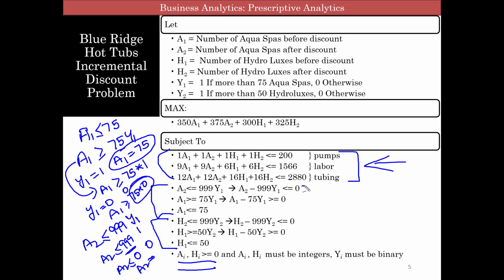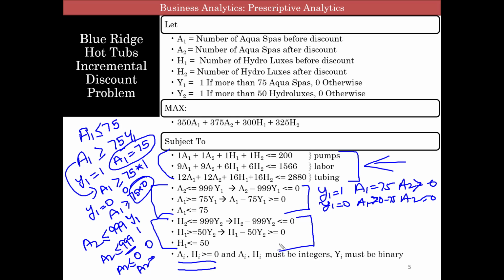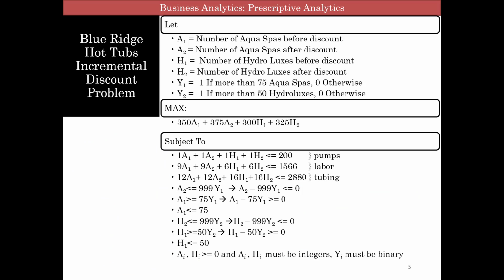So what these three constraints do is, when Y1 is equal to 1, A1 will be equal to 75 and A2 will be greater than 0. If Y1 is equal to 0, A1 will be any value between 0 to 75 and A2 will be equal to 0. The same thing goes for H1 and H2. The only difference is you're going to use 50 there and Y2.